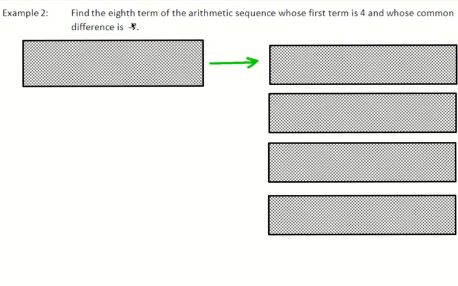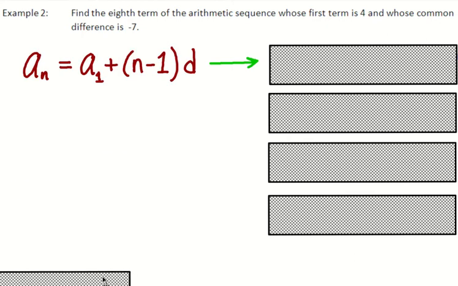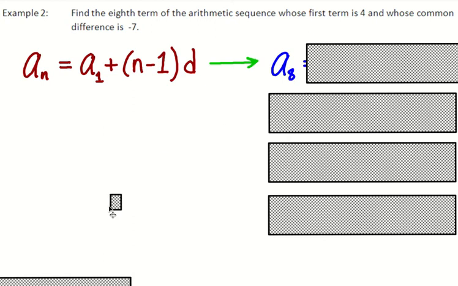So, it's arithmetic, right? And we want to find the 8th term. So, I don't think we're desperate for a formula. I mean, it's only the 8th term. It wouldn't be that tough to list all 8 terms to get to the 8th term, but let's use the formula, right? So we're going after a sub 8, aren't we?